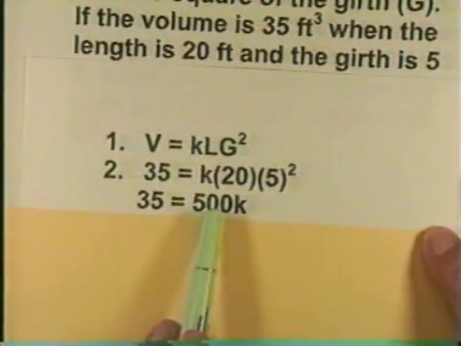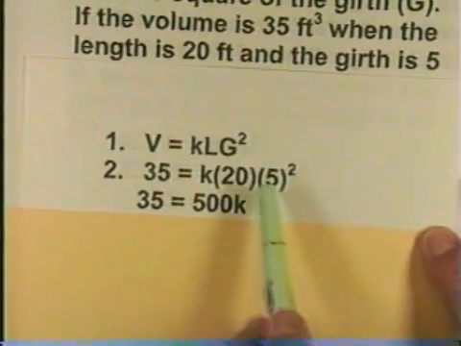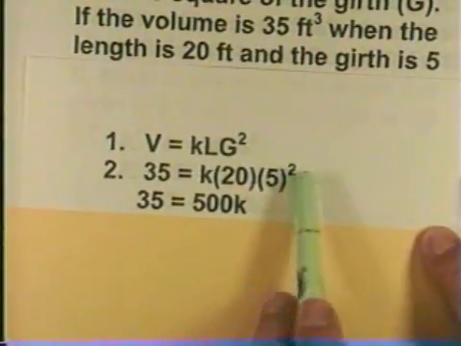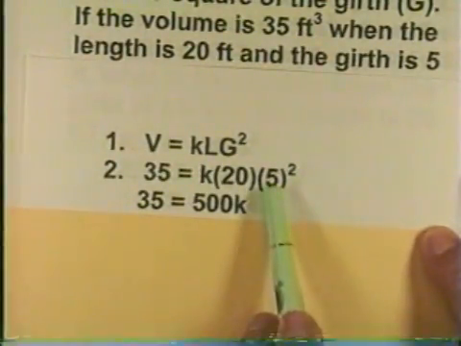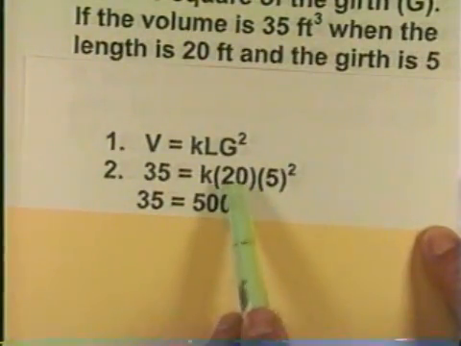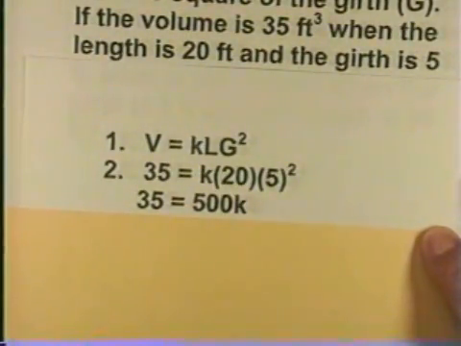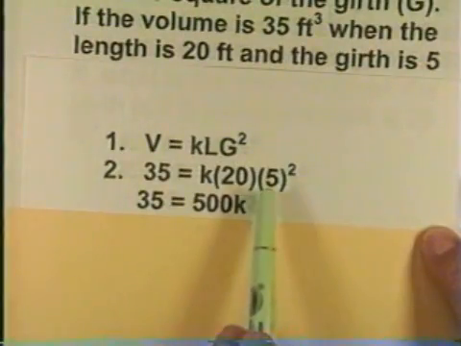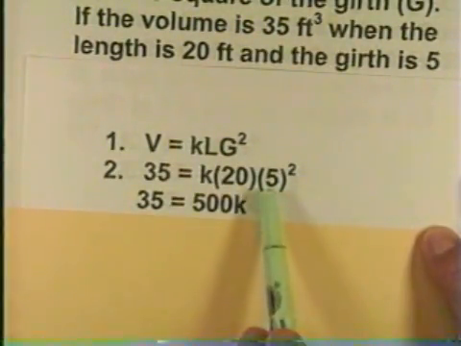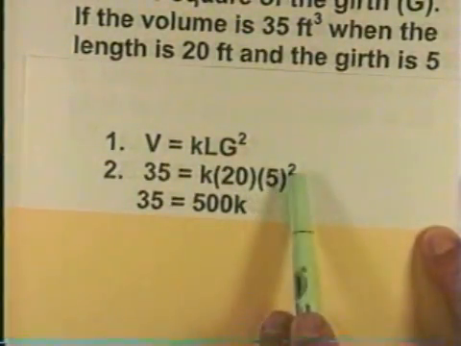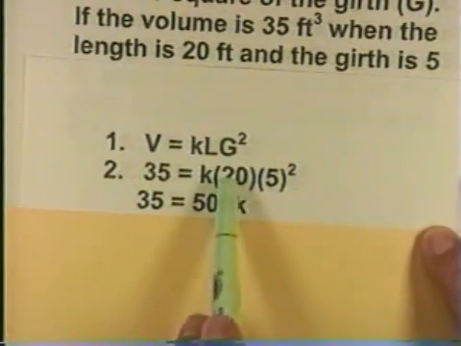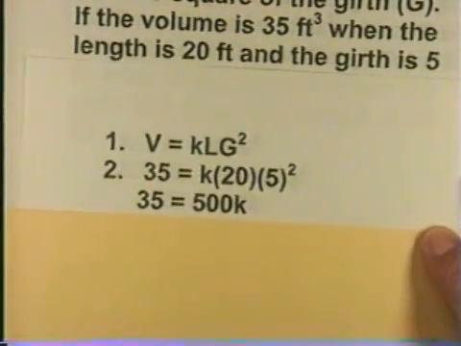I get 35 is 500K. Now the way I've got that, do the exponents first, so 5 squared is 25, then 25 times 20 is 500. If you don't follow in your head, check on your calculator. If you square 5, all of you agree you get 25. Now multiply 25 times 20. So I get 35 is 500K.